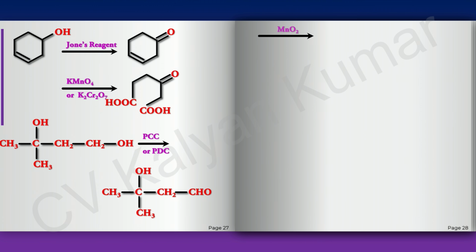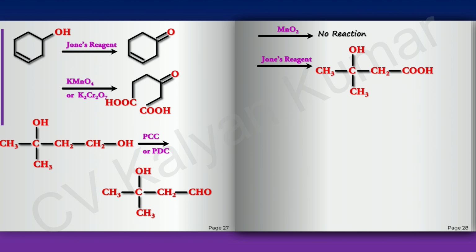What do you think MnO2 will do? No reaction. Jones reagent? Well, acid. If the temperature is not given, just make it into acid. What about KMnO4 and dichromate? Same thing. They are not going to touch tertiary unless it is vigorous.